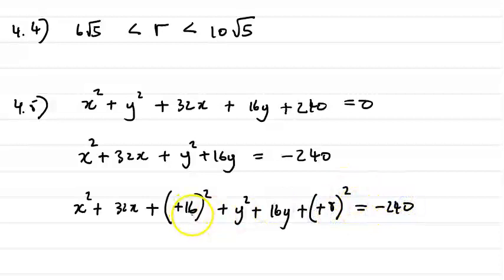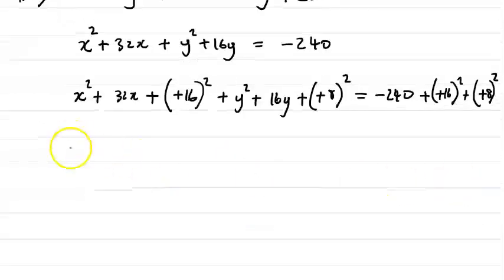Now whatever you did on the left-hand side, you're going to do on the right-hand side. So you added half the coefficient of x all squared, so you also add plus 16 all squared on the right. And we added half the coefficient of y all squared, so you do the same thing with this: plus 8 all squared.